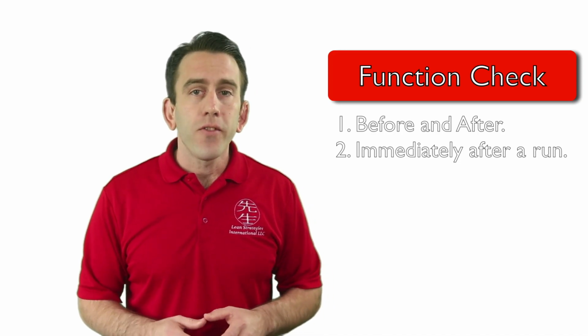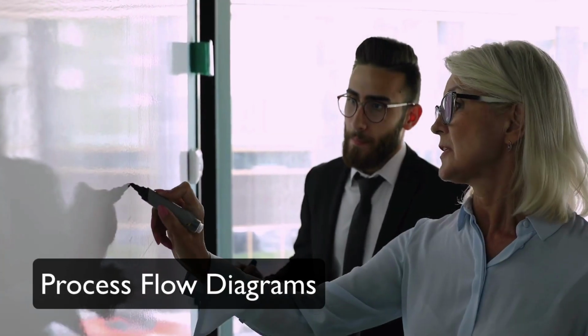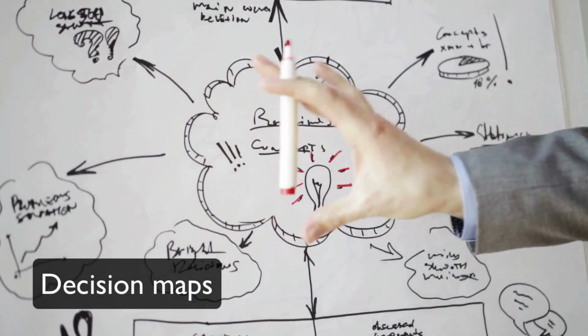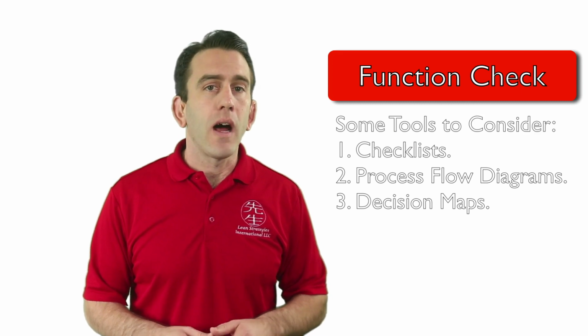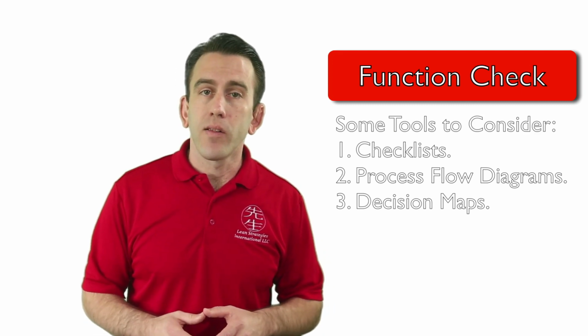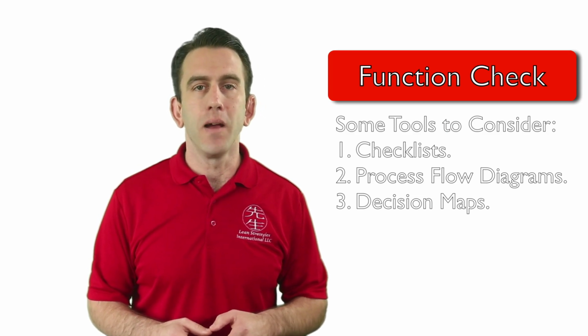Function checks are oftentimes developed using checklists, process flow diagrams, or decision maps. These tools help standardize the function check and will allow you to develop a process that could drastically improve your setup or changeover times.